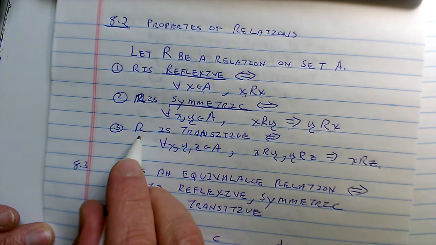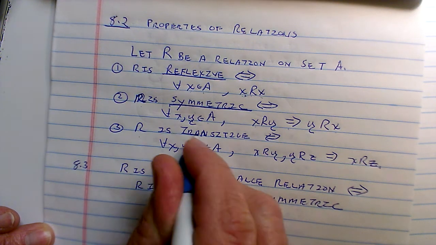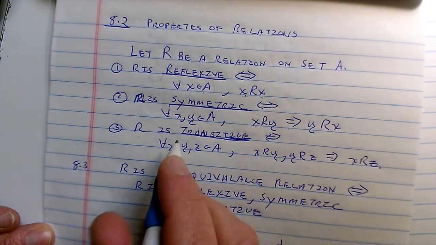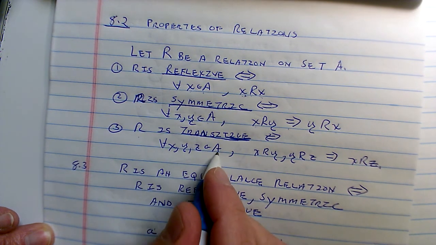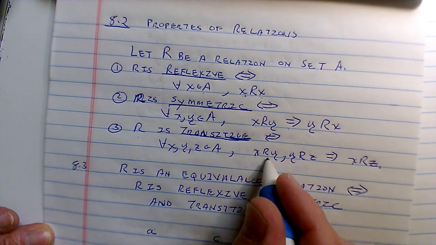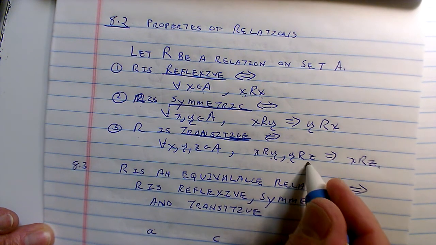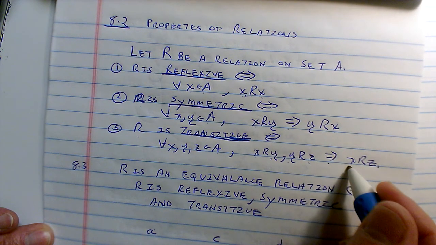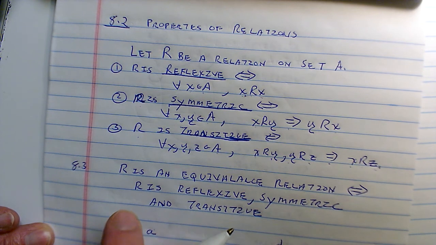The third property is transitive. That says if we choose three elements, and they don't have to be unique, three elements in the set A, if X relates to Y and Y relates to Z, that implies that X relates to Z.